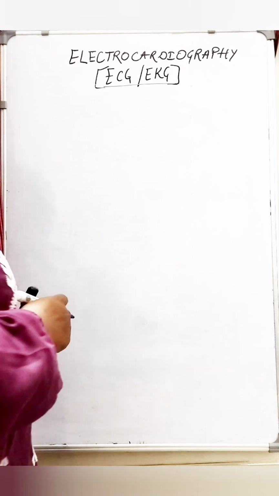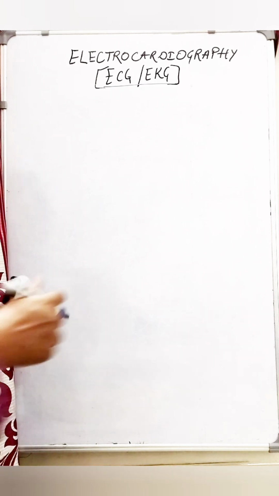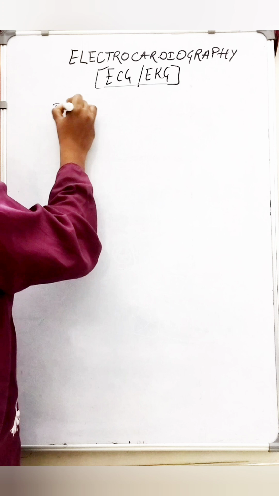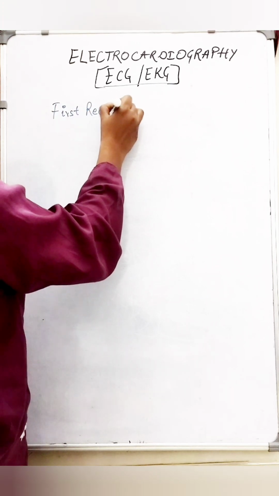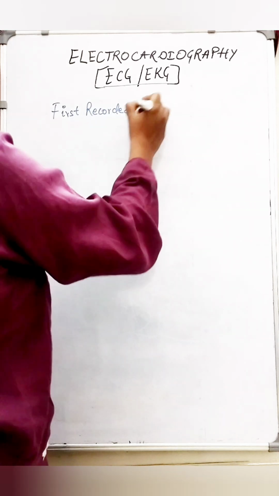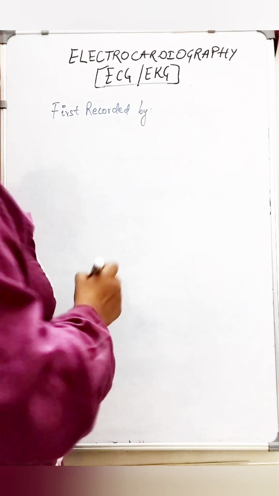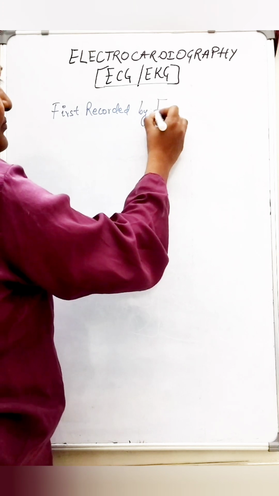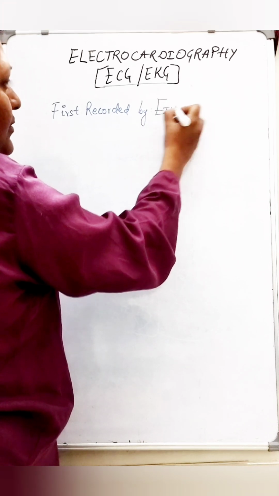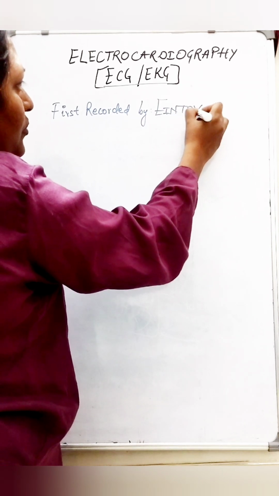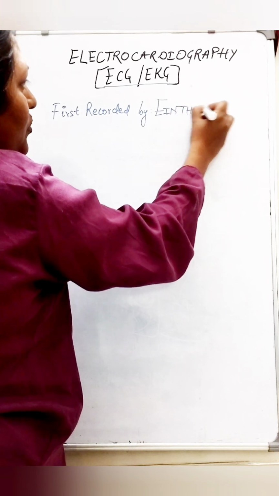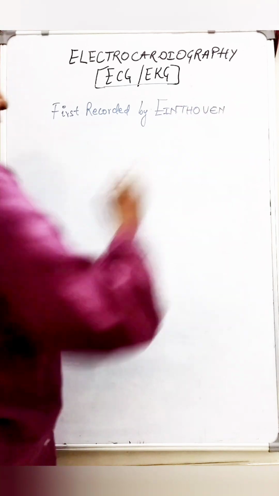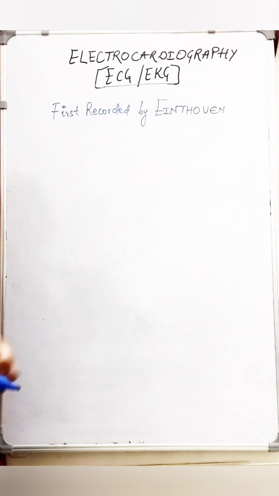So, the ECG or the EKG, it was first time it was recorded by a great scientist whose name is Einthoven. So Einthoven is the first scientist who recorded the ECG in the human heart.